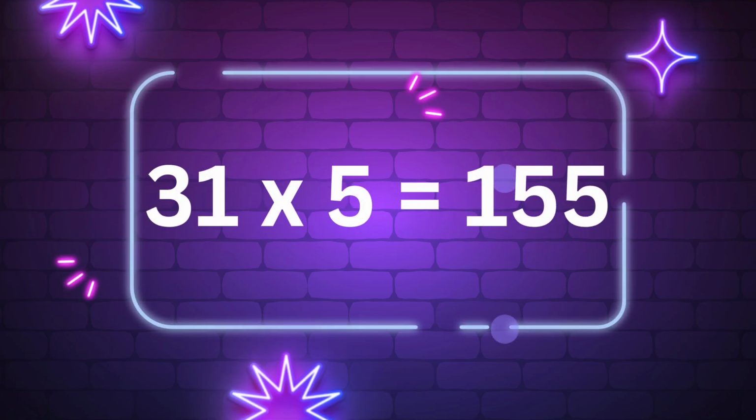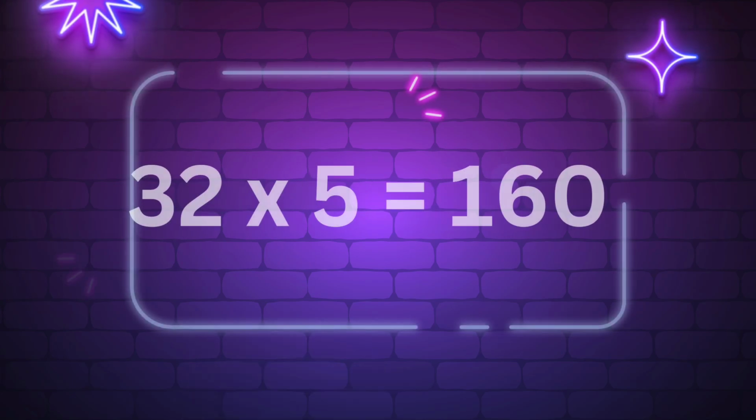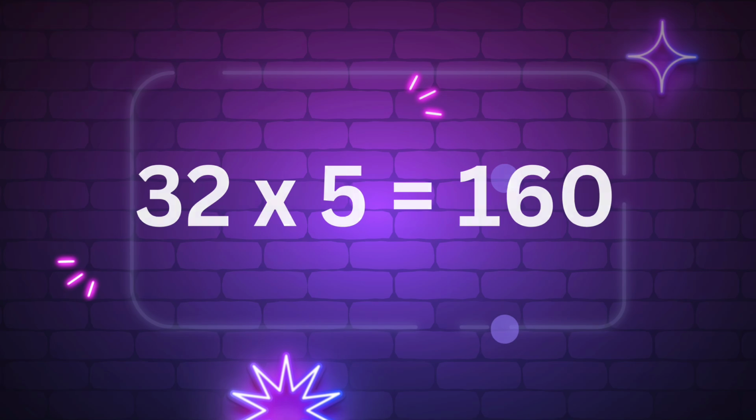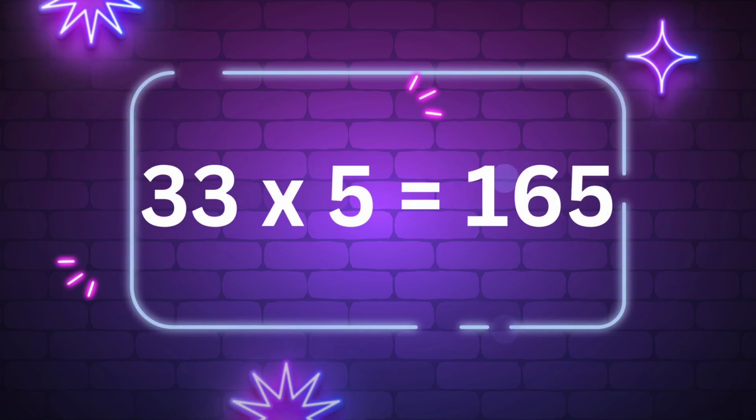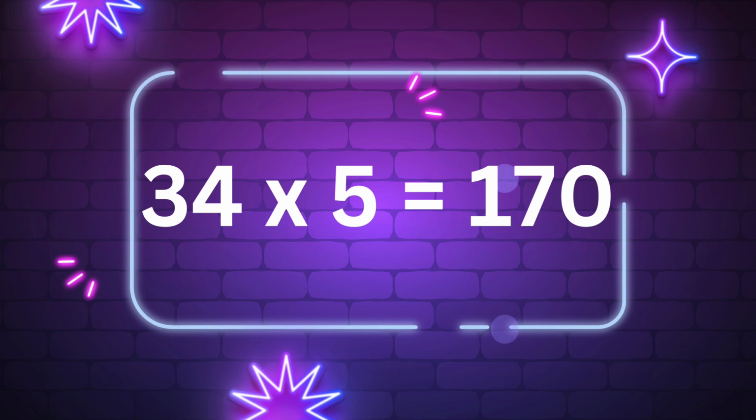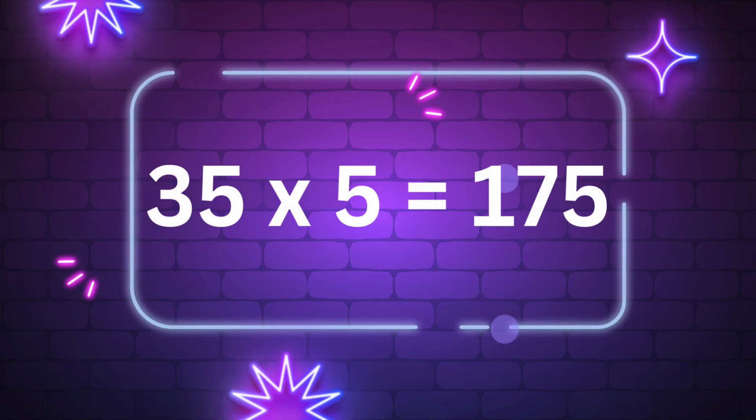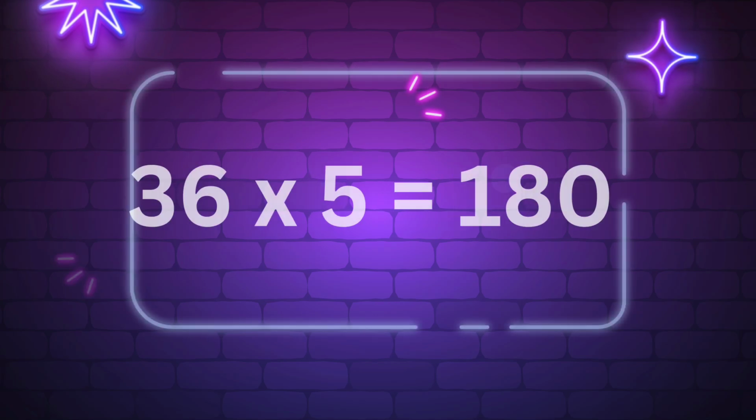31 times 5 is 155. 32 times 5 is 160. 33 times 5 is 165. 34 times 5 is 170. 35 times 5 is 175.